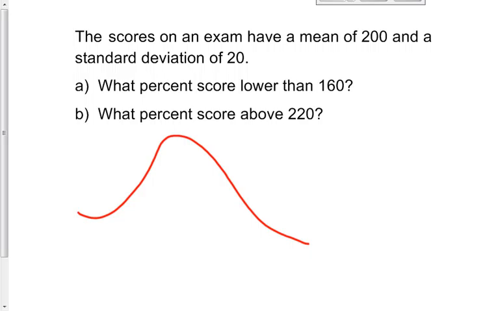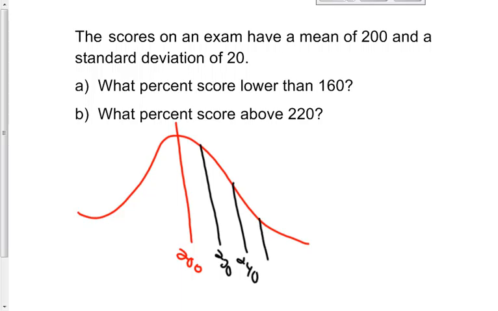Scores on an exam have a mean of 200. Mean is the number in the middle, so I know that right in the middle I'm at 200. If it says that the standard deviation is 20, that means for each of my bars I have to add 20 going up and subtract 20 going down. So the first line would be average +1, 220. My second line would be average +2 deviations, 240. And my third line, average +3 deviations, 260. And then I can do the same thing going backwards. Average -1 deviation is 180. Average -2 is 160. And average -3 is 140. So these would be the numbers underneath my curve.